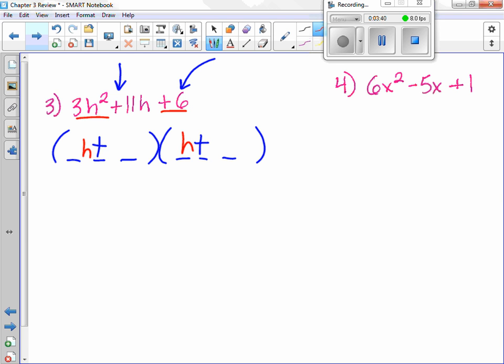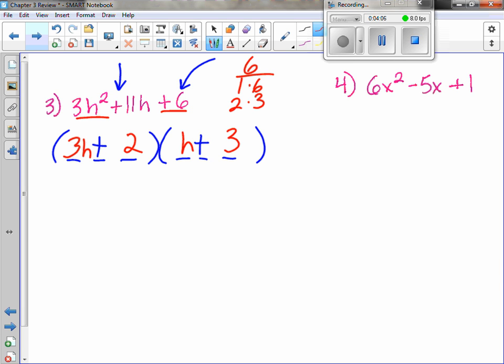Now the factors of 3 are 1 and 3. Are there any other factors? No. So we can just put those in. Now the factors of 6 are 1 and 6 and 2 and 3. Which ones do we want to try first? 2 and 3. Which one do we want to put here, or put in first? 2 and 3. Could I put a 3 in the first one? No, because 3h and 3 would have a greatest common factor, wouldn't they? Because they'd have a greatest common factor of 3.